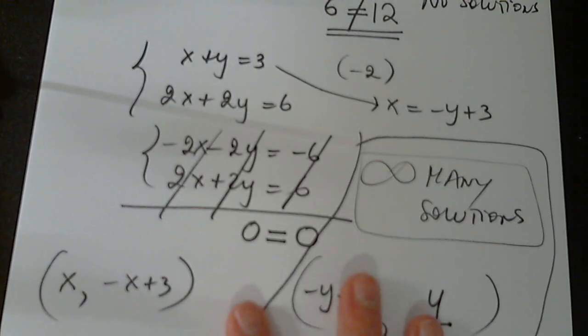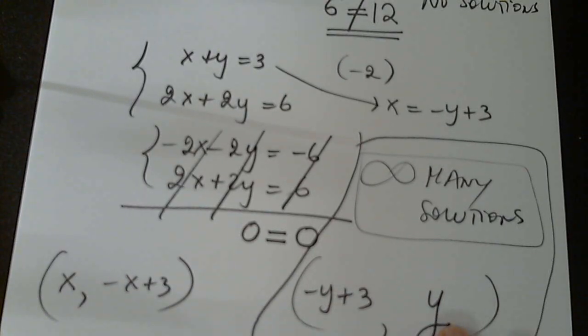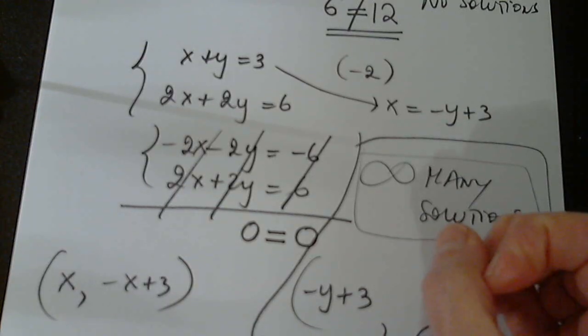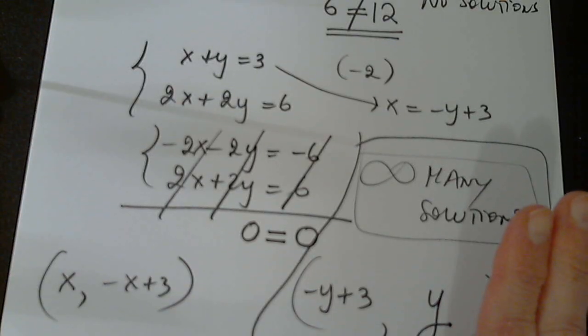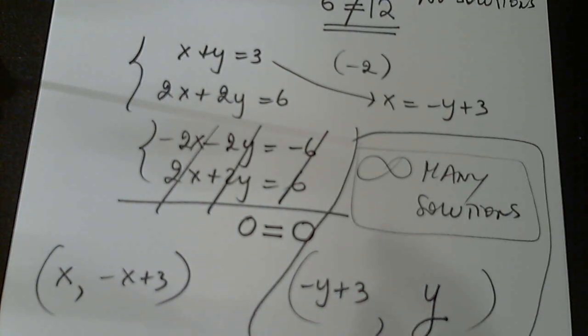What does this mean? Well, if y is 1, x is 2. If y is 0, x is 3. If y is 2, x is 1. And I can go on forever. Infinitely many solutions. For any y I can think of, I will determine an x.